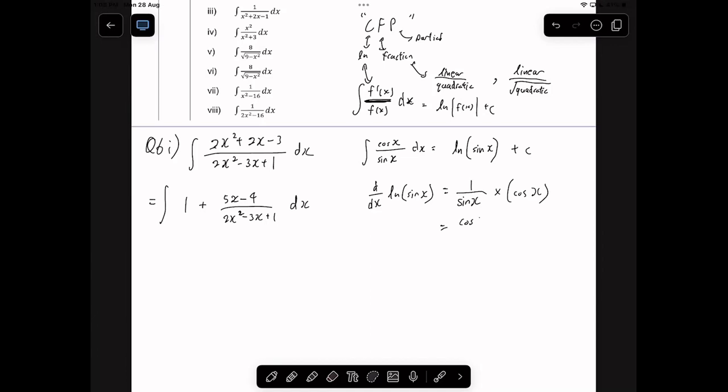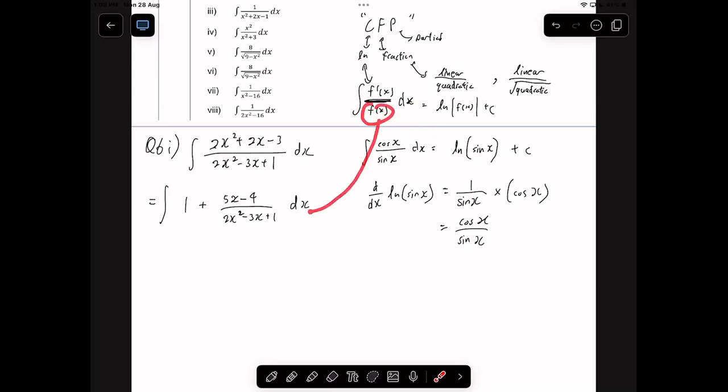Okay, what do you notice? It's just cosine x over sine x, right? So that's what I mean by this formula here. F prime on top is cosine x, f x below is sine x. Then you integrate, you get ln. Okay? So we're gonna try and do that.